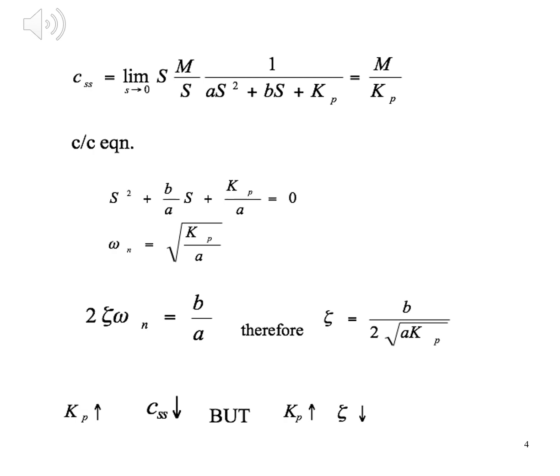For C steady state to equal 0, Kp must tend to infinity, and of course infinity is not a design. However, what will happen if we increase Kp? From the characteristic equation, we can calculate omega n and zeta, as shown. When Kp increases, yes, C steady state will decrease, but zeta will also decrease.